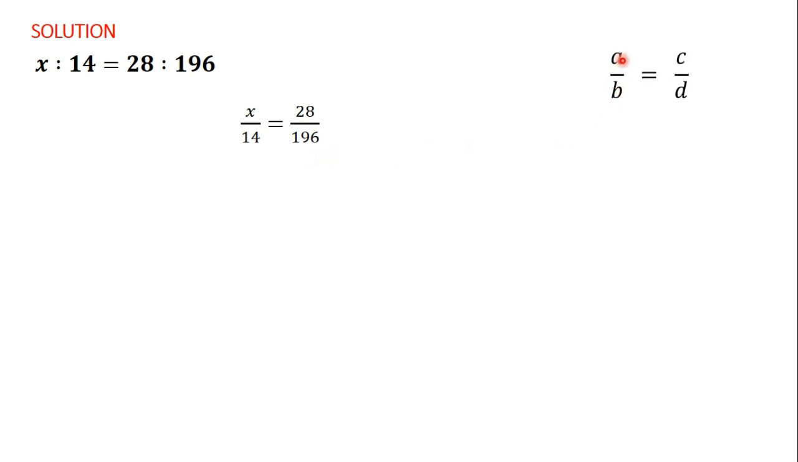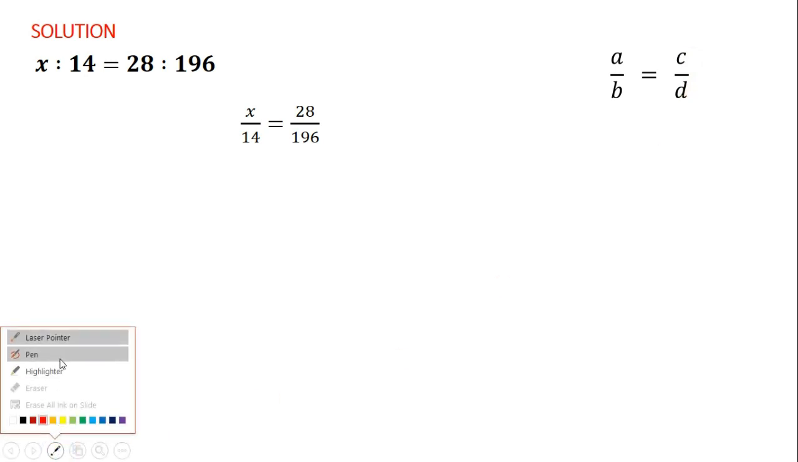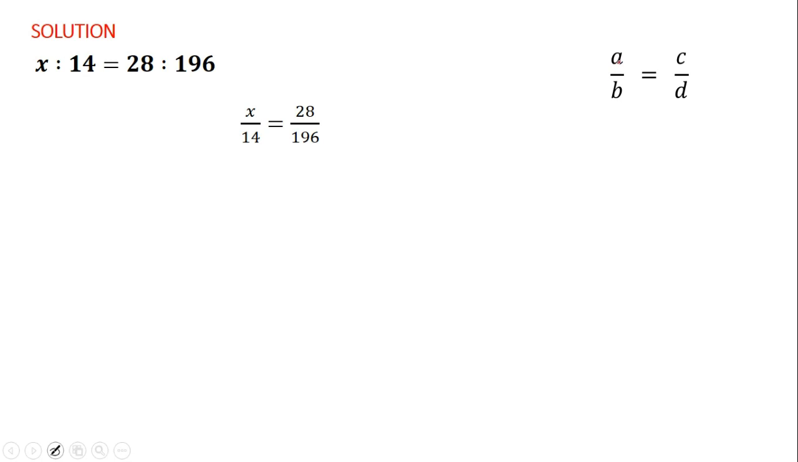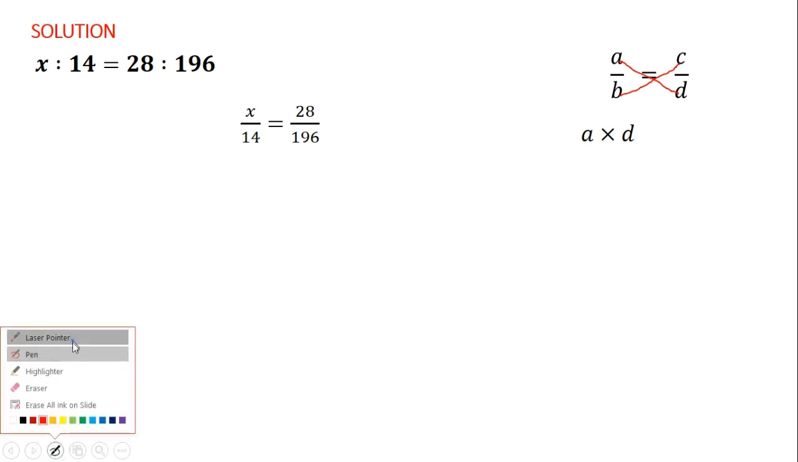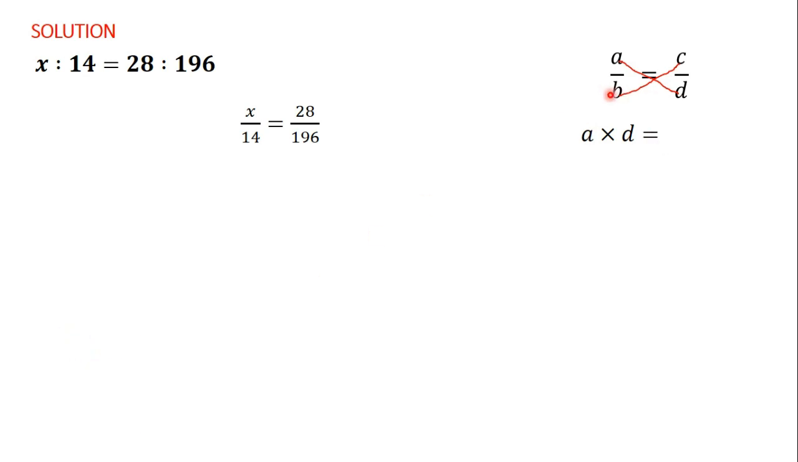Let's say that we have this equation A divided by B is equal to C divided by D. We have one fraction on the left hand side, that is A divided by B, and one fraction on the right hand side, that is C divided by D. We can simply cross multiply. That is, the numerator on the left hand side will multiply the denominator on the right hand side, and the numerator on the right hand side will multiply the denominator on the left hand side. So first we will have A times D, and this will be equal to B times C.